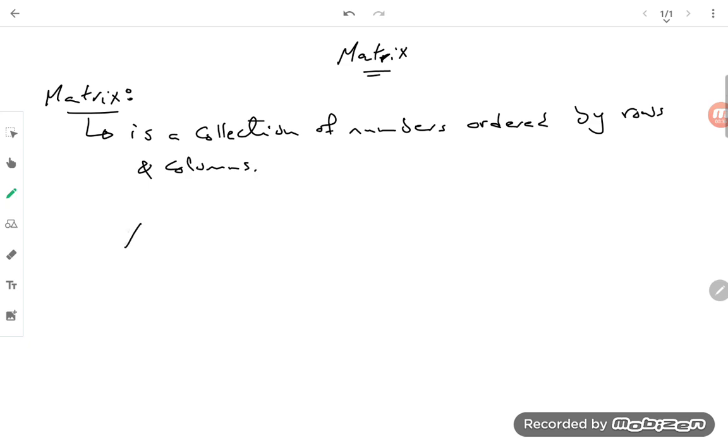Say, for example, X is a matrix of 2 rows and 3 columns. So this is a 2 by 3 matrix. 2 stands for number of rows and 3 stands for number of columns.